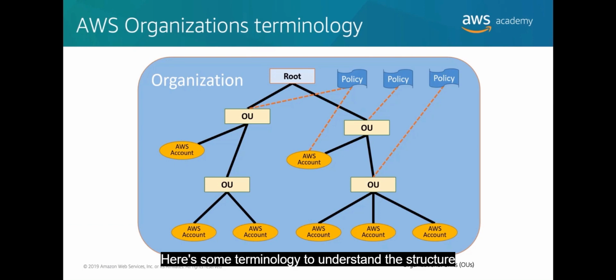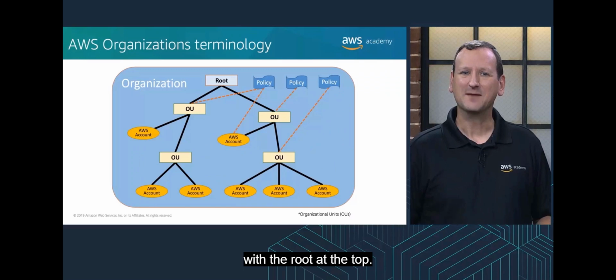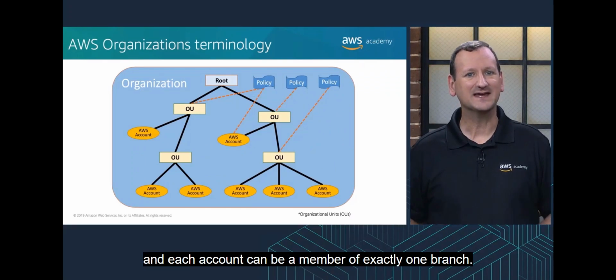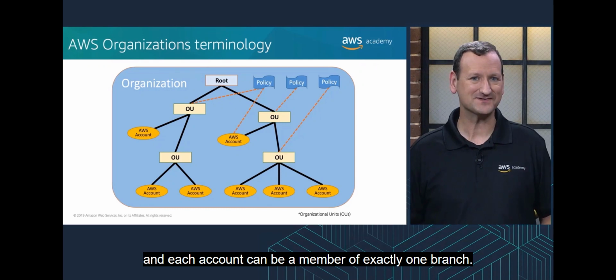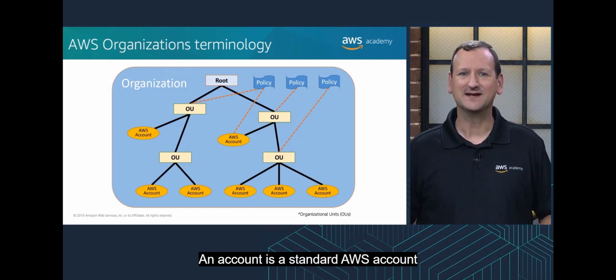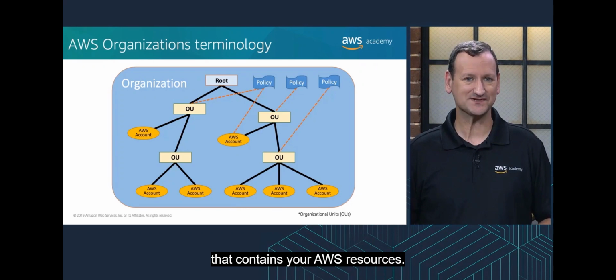Here is some terminology to understand the structure of AWS Organizations. The diagram shows a basic organization, or root, that consists of 7 accounts that are organized into 4 organizational units, or OUs. An OU is a branch for accounts. A branch can also contain other branches, no different than a regular tree. This hierarchy is like an upside-down tree with the root at the top. A branch can have only one parent, and each account can be a member of exactly one branch. An account is a standard AWS account that contains your AWS resources.